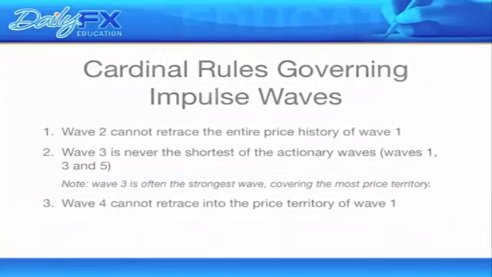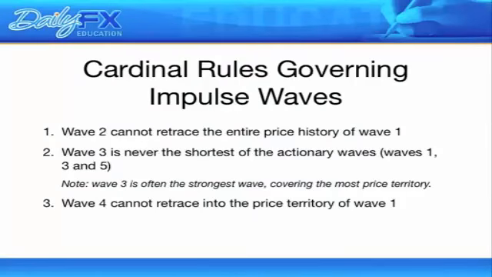To summarize, wave 2 cannot retrace 100% of wave 1. Wave 3 cannot be the shortest of the actionary waves, or waves 1, 3, and 5. And wave 4 cannot retrace into the price territory of wave 1. These are our cardinal rules for the impulse phase of the Elliott wave cycle, and these rules must always be met for our wave counts to be valid.